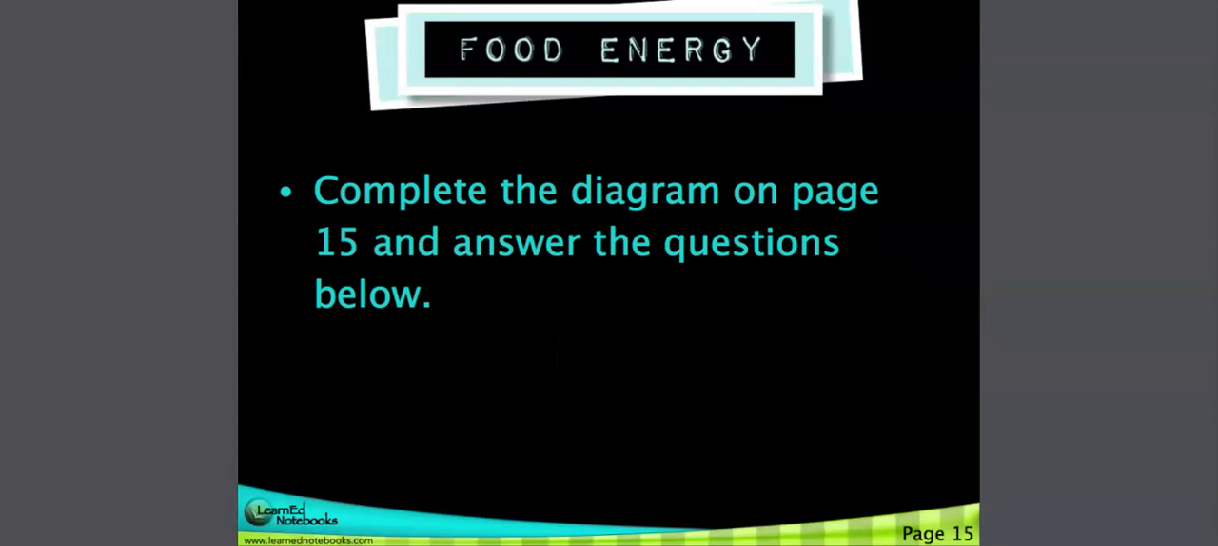So I want you to take a minute and look at the Venn diagram. It's a triple Venn diagram on page 15 and answer the questions below it. Think about what is food? We've talked a lot about the importance of food.